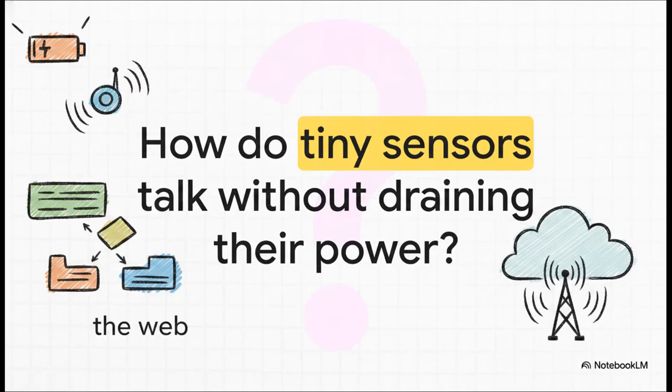So, you might be wondering, how exactly do these tiny battery-powered sensors, which, by the way, might need to sit out in the middle of a massive farm field for 5 years, how do they talk to the web reliably without just completely dying? Well, the secret sauce is specialized communication languages engineered strictly for the Internet of Things.